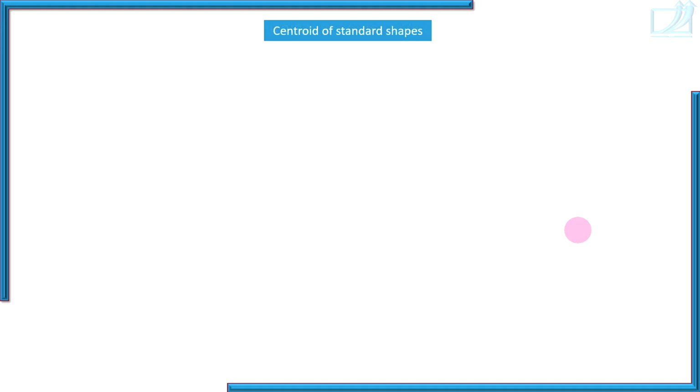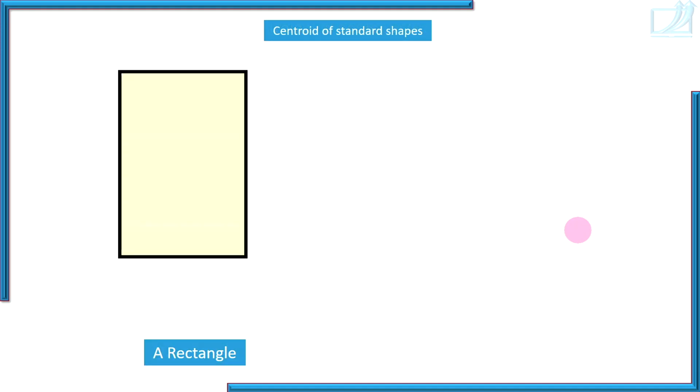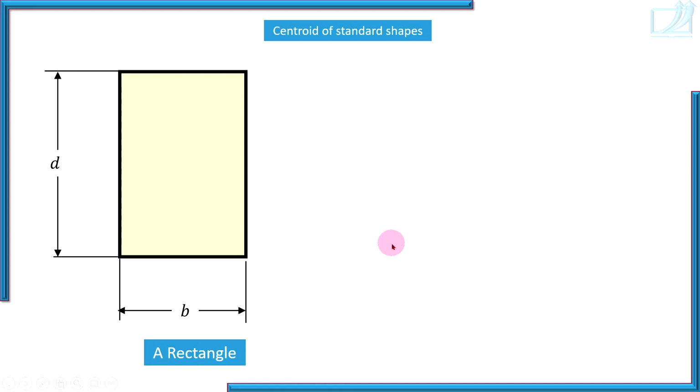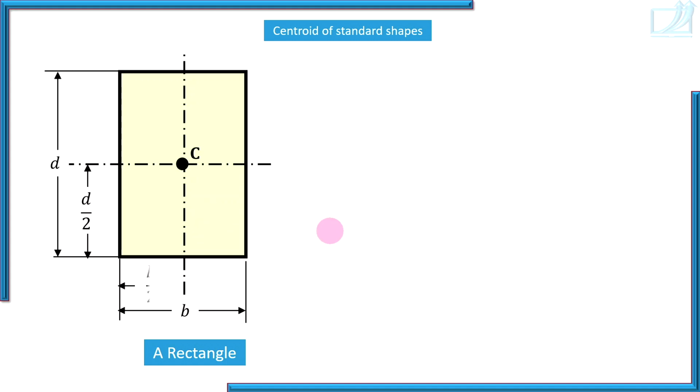Centroids of standard shapes. So here is a rectangle of base B and height D. Centroid of a symmetrical shape lies on its axis of symmetry, and a rectangle has two axes of symmetry. So here that centroid is. So it's a distance from edges of the rectangle. From horizontal edge, it is half of height of the rectangle, and from vertical edge, it is half of the base of the rectangle. This is position of centroid with respect to boundaries of the rectangle.